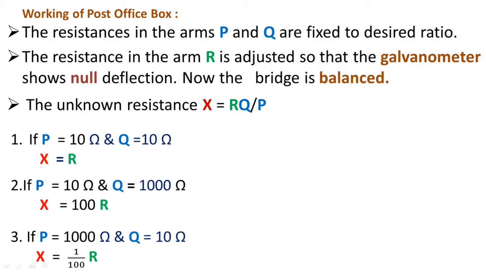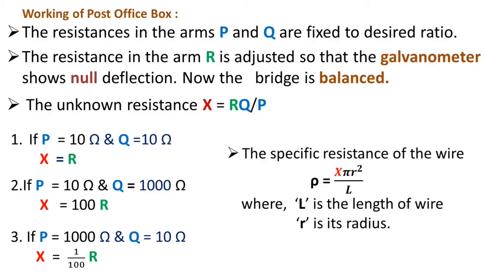But by using post office box, we have measurable values of resistances vary from a few milliohms to 100 of megaohms. The specific resistance of the wire we can easily calculate if we know the unknown resistance of the wire and area of cross section. Rho is equal to X into pi r square upon L, where L is the length of the wire and r is its radius. Question may be asked on this topic for 2 marks.